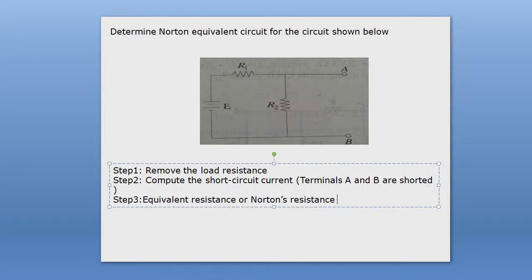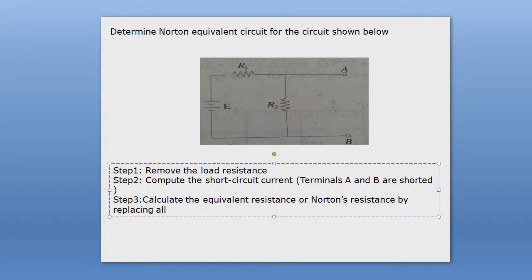Similarly, by replacing all sources, calculate the equivalent resistance or Norton resistance by replacing all energy sources by their internal resistance, okay.